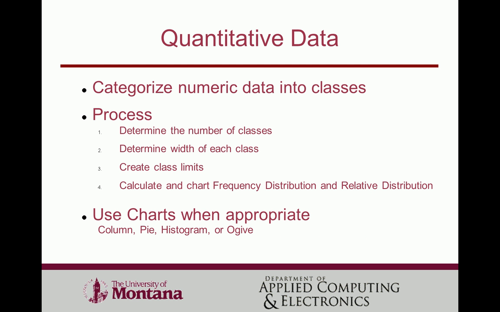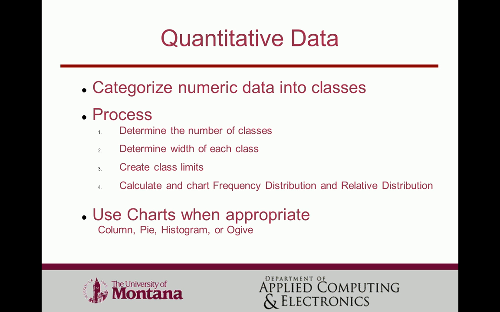Here's the process. We're going to take this numeric data and create some classes. We have to determine how many classes we're going to have, what the width of those classes is, and then put some limits together. For instance, 60 years old and older might be one of my limits, or 12 to 18 years old might be another. Once I have that, I can start doing frequency distribution and relative distribution, and I can chart it.